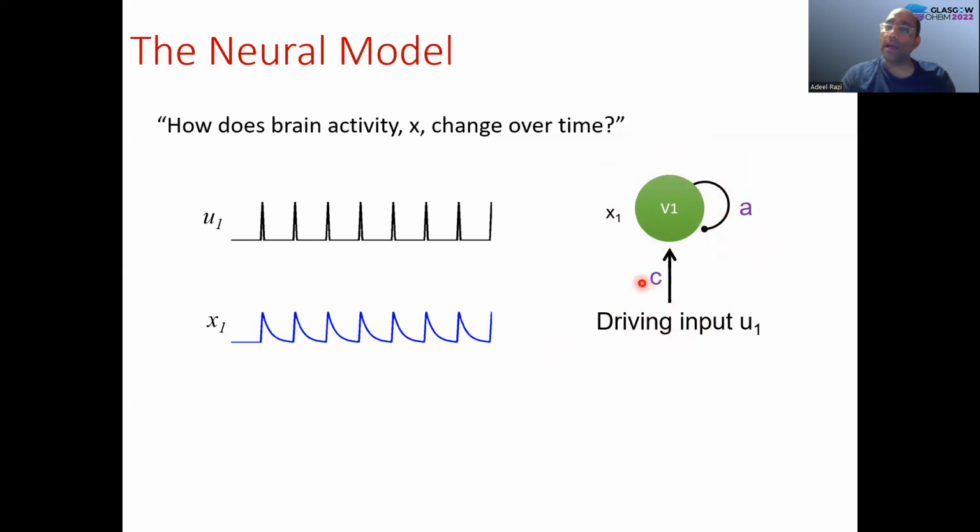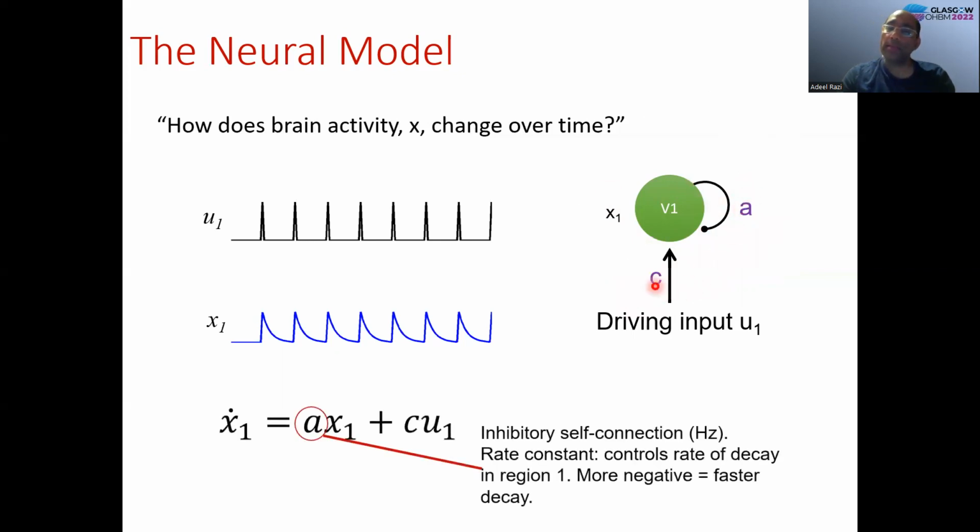So we say that the strength of the connectivity of this driving input is defined by C, and there's a self connection here, which we define by A. So these two parameters, A and C, are the parameters of our model. And if we now want to write down the changes in brain activity X1, we can write it down with this simple formula. So the change in activity, X1 dot, is a differential equation, and this is equal to A times X1.